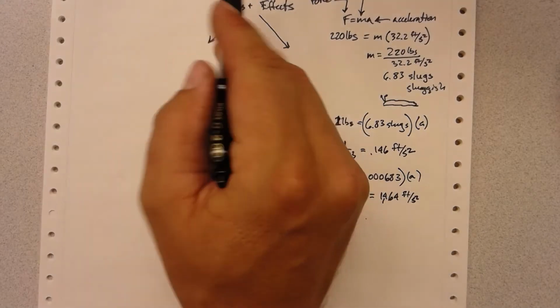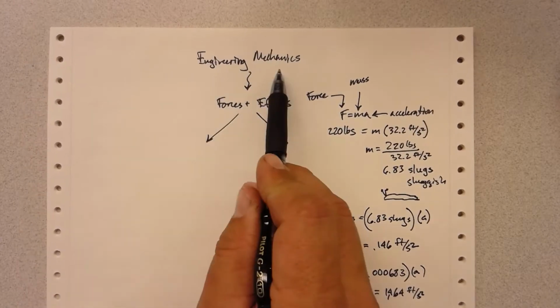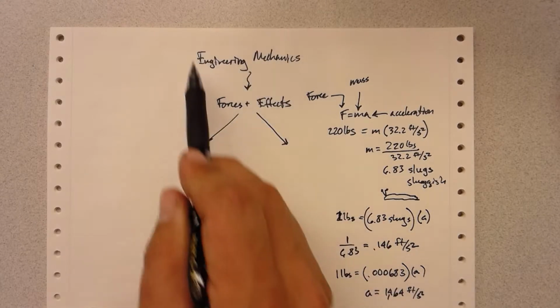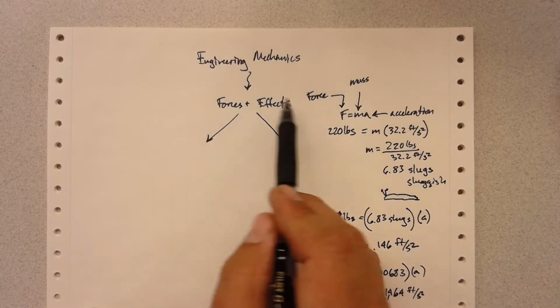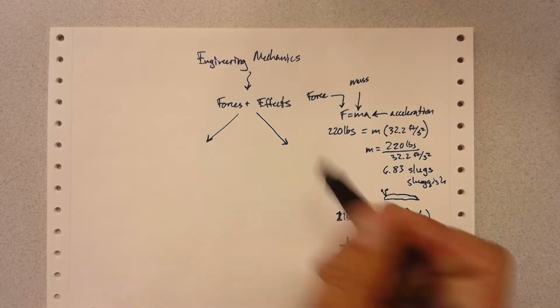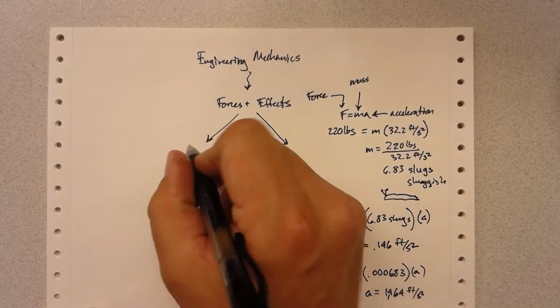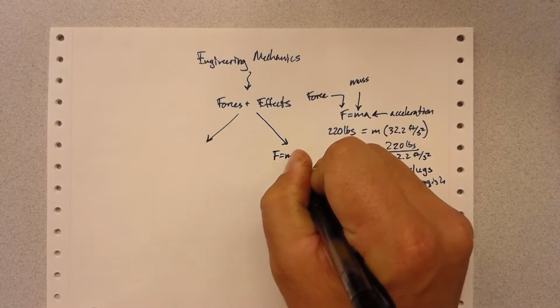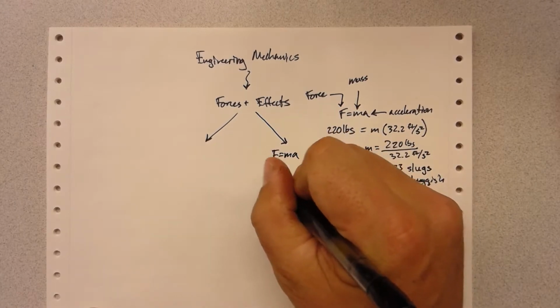Okay, so let's get back to engineering mechanics. We're talking about forces. That's engineering mechanics. And so it's the forces and the effects of forces on bodies. And we split that into places where F equals ma. This is dynamics.